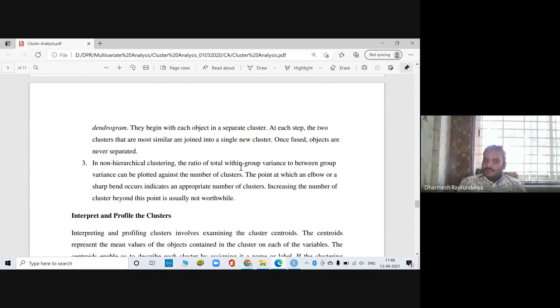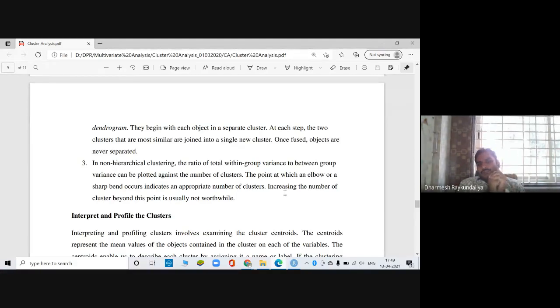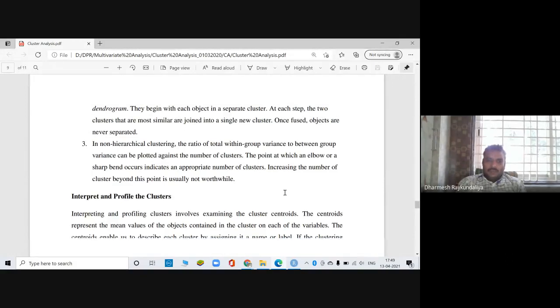You can also find out the ratio of total within-group variance to between-group variance and plot it against the number of clusters. The point at which the elbow or sharp bend occurs indicates an appropriate number of clusters. So you can find out Wilks' lambda, which is the within variance to the total variance, W by T. If you plot this lambda against the number of clusters, wherever you observe the elbow and wherever the value of the within variance to the total variance is smaller, that many clusters are worthwhile and you can proceed.